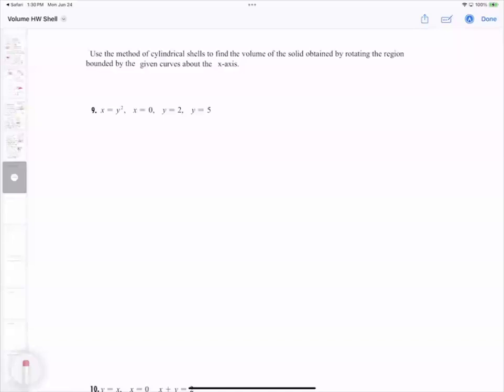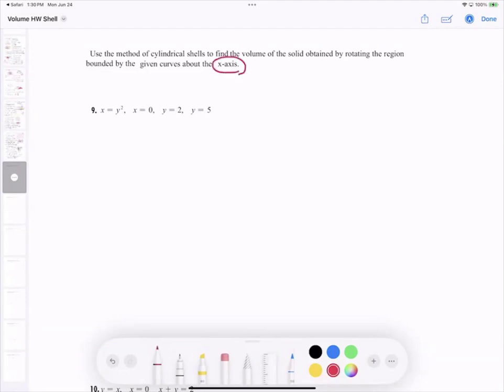In this question, we want to use the cylindrical shell method to find the volume of the solid obtained by rotating the region about the x-axis. Since it is the x-axis, we have to write everything in terms of y and take the integral with respect to y. What's the visualization here? How do we visualize this object?